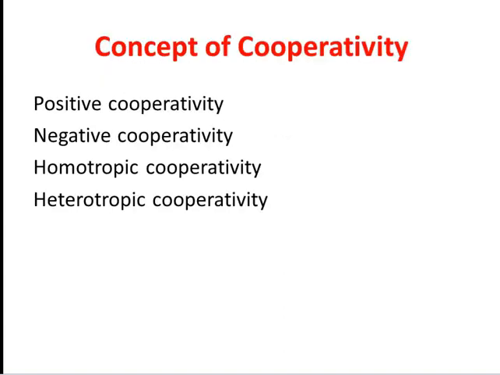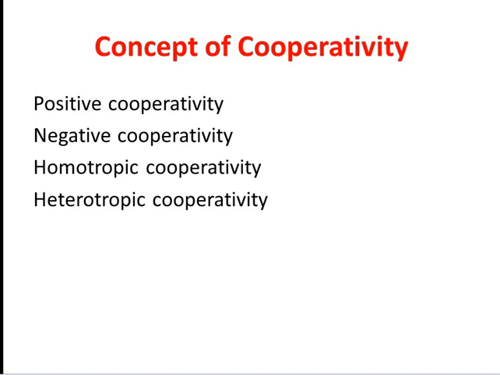If more than one ligand binding site is present on a protein, there is a possibility of an interaction between the binding sites during the binding process. This is termed cooperativity. Cooperativity is of various types: positive cooperativity, negative cooperativity, homotropic cooperativity and heterotropic cooperativity.